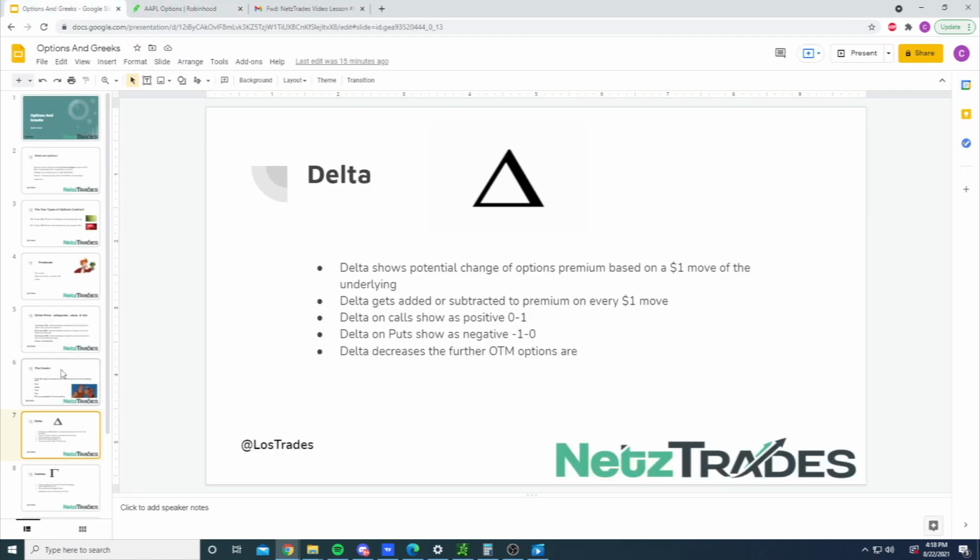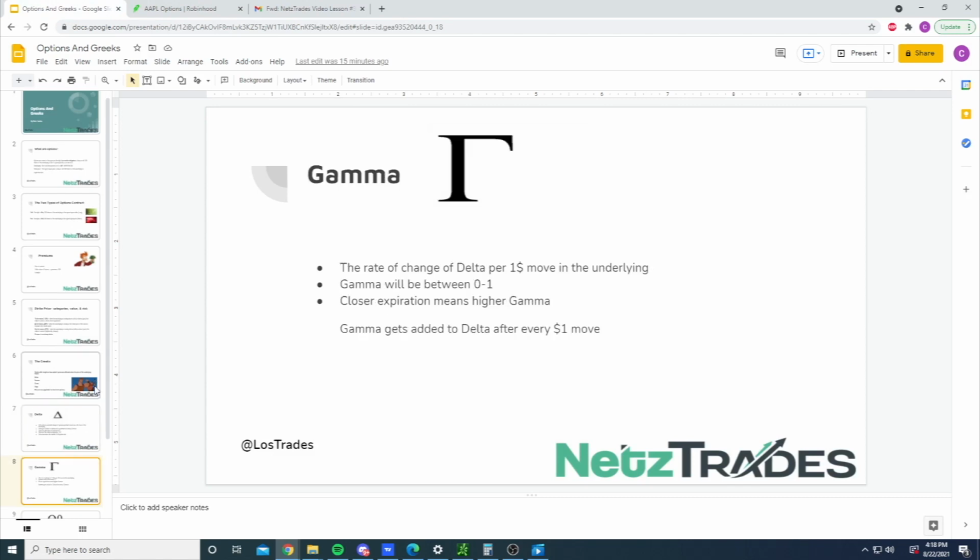So back to the slides here. After delta, we have gamma. Gamma is the rate of change of delta per $1 move in the underlying. Gamma will always be between 0 and 1, and the closer to expiration means a higher gamma. Gamma gets added to delta after every 1 point move.